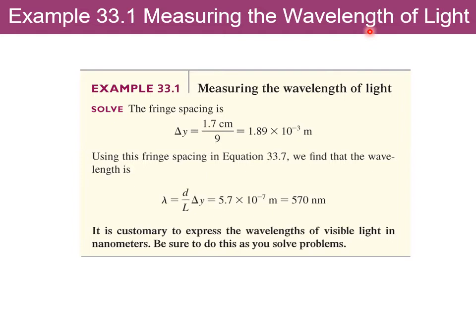Ensuring that d, L, and delta y are all stated in like units, we find that lambda is about 570 times 10 to the minus 9 meters, or 570 nanometers. The visible spectrum roughly spans from 400 to 700 nanometers, so this wavelength is in the visible portion of the spectrum, as expected.